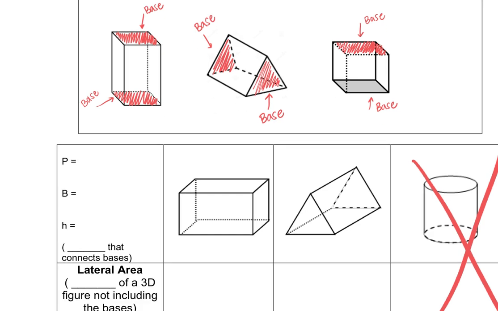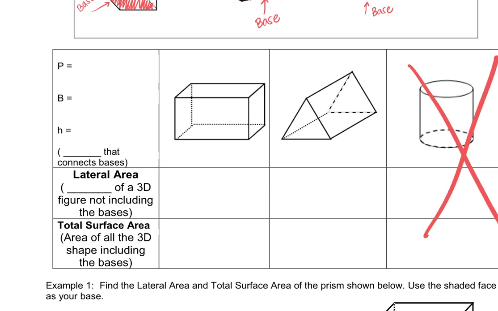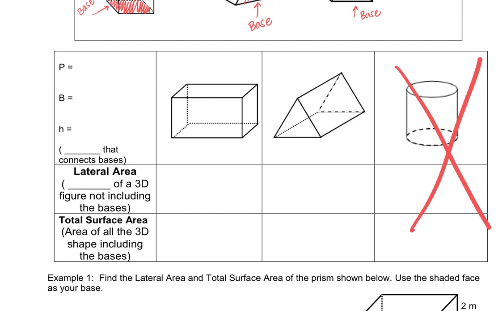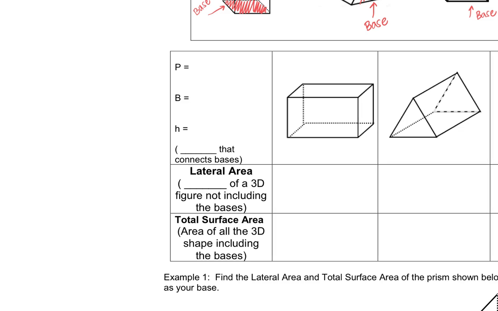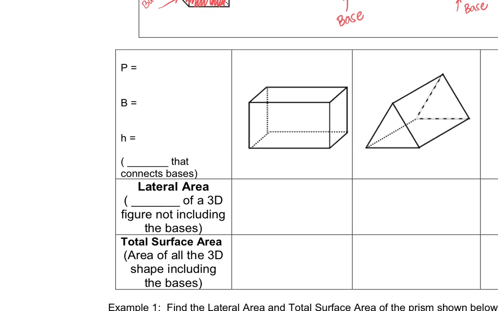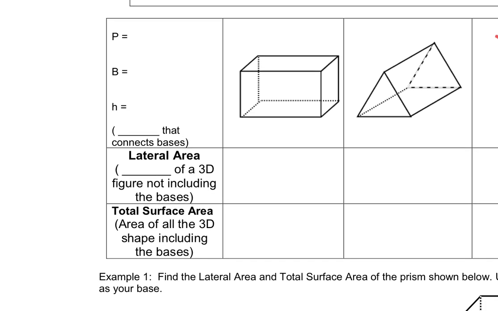All right, let's go down to the chart. I want you to notice that I skipped my cylinder. We're going to do that specific lesson next week. Okay, so cylinder, we're not going to talk about. We're only going to talk about these two shapes. What are the lateral and the total surface area of your rectangular prism, or if you have a triangular prism?